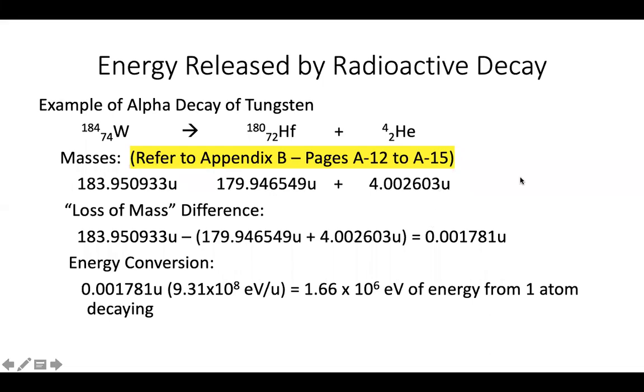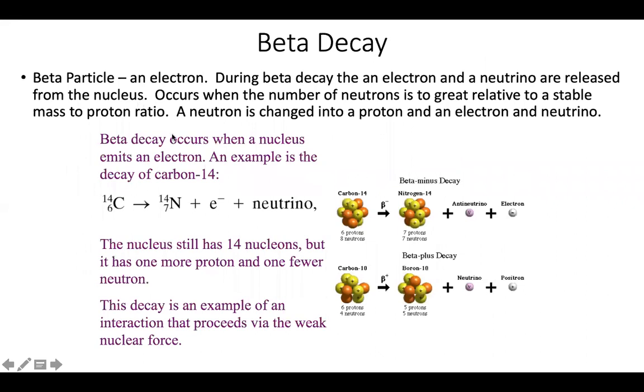Okay, all right. There's your energy released in alpha decay. It's the same way we're going to figure it out for beta decay. Okay, next slide, beta decay.